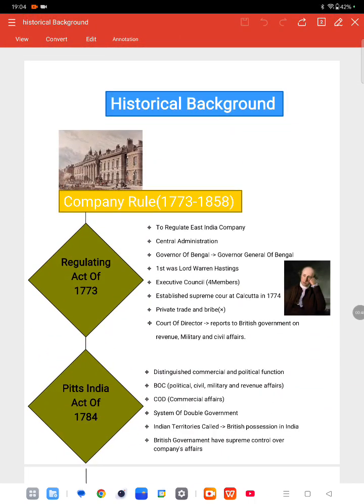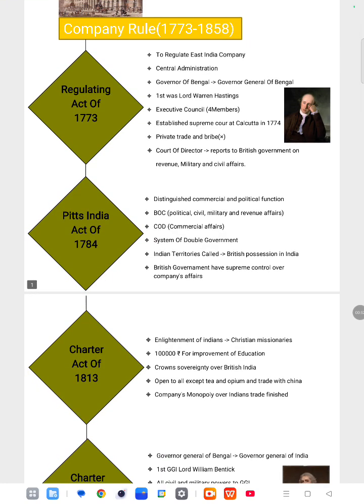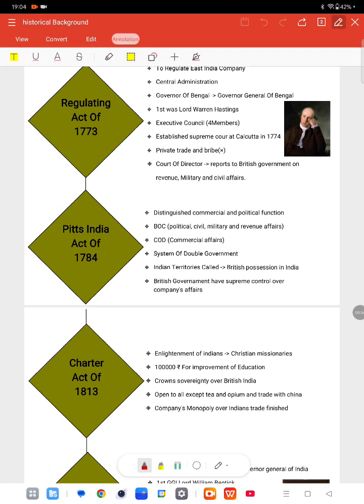So first, if we consider the Regulating Act of 1773, why does it come into the picture? Because it comes to regulate the East India Company. Central administration: the Governor of Bengal becomes the Governor General of Bengal. And the first Governor General was Warren Hastings. Warren Hastings was the first who became the Governor General of Bengal.